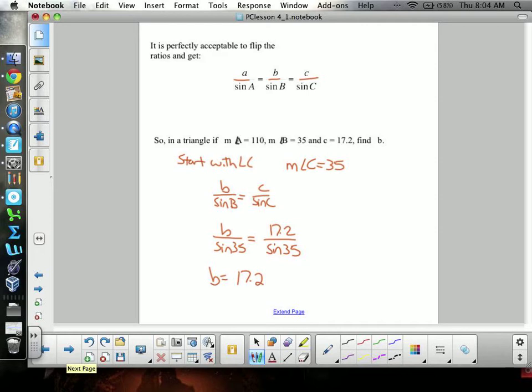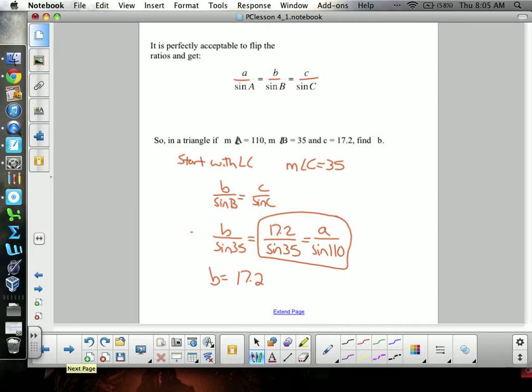If I wanted to find A, we could also do A over sine 110. I'd just solve that proportion. So 17.2 times sine 110 divided by sine 35.